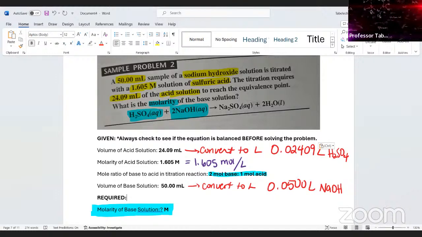So for this problem right here, you were given 4 of the 5 things. You were given the volume of the acid, the molarity of the acid, the mole to mole ratio of the base to acid, and the volume of the base. What's required is the molarity of the base. So what you should do in a problem like this, when you got 2 numbers that are together, meaning if I give you the volume of the acid and the molarity of the acid, you can actually go ahead and do the math for that together. So here's what I mean by that. I'm going to show you right here in this step.